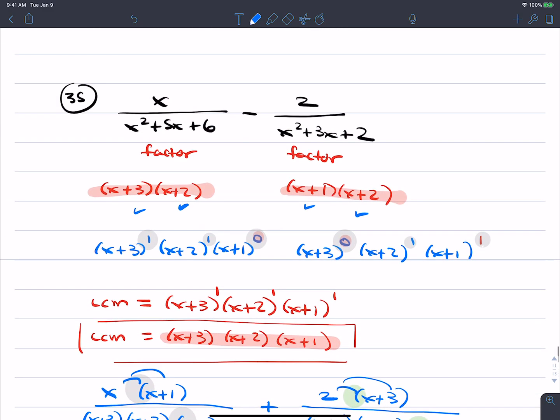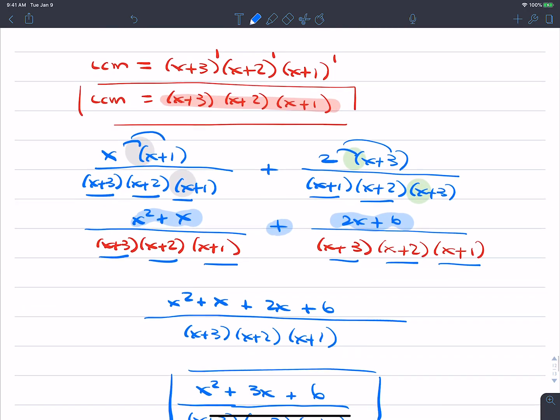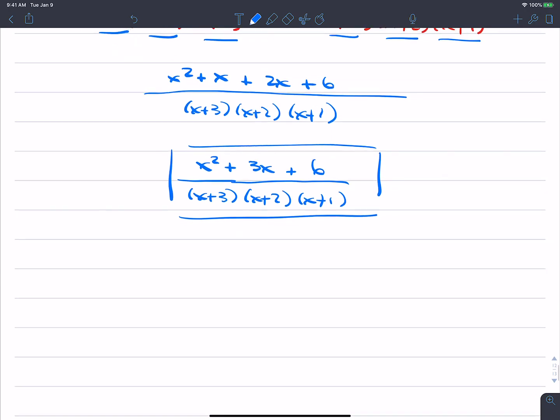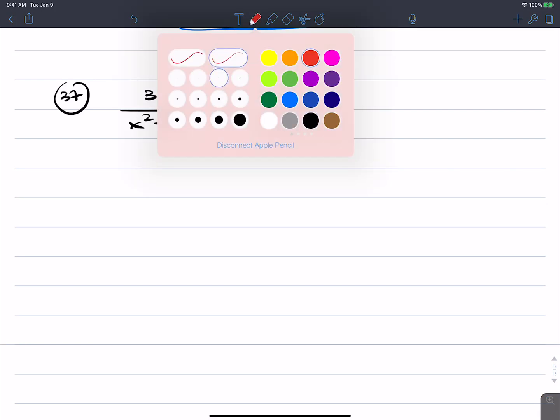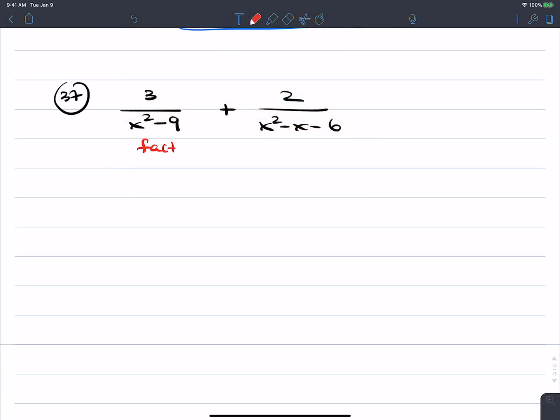This is number 35. Number 37: 3 over x squared minus 9 plus 2 over x squared minus x minus 6. We're going to have to factor.